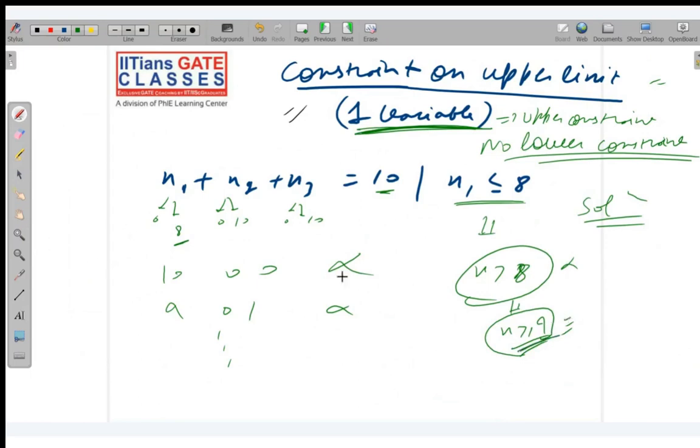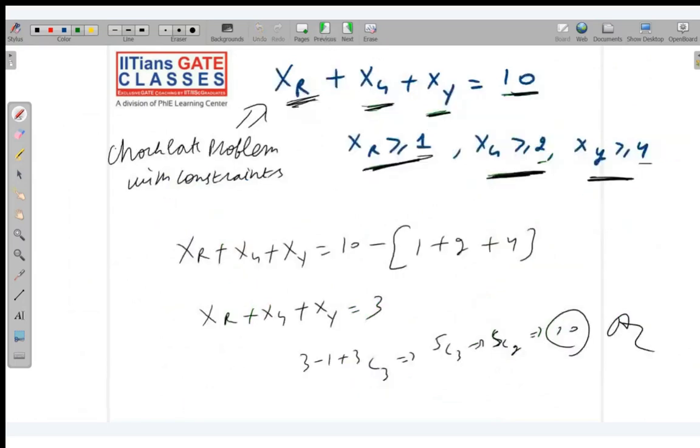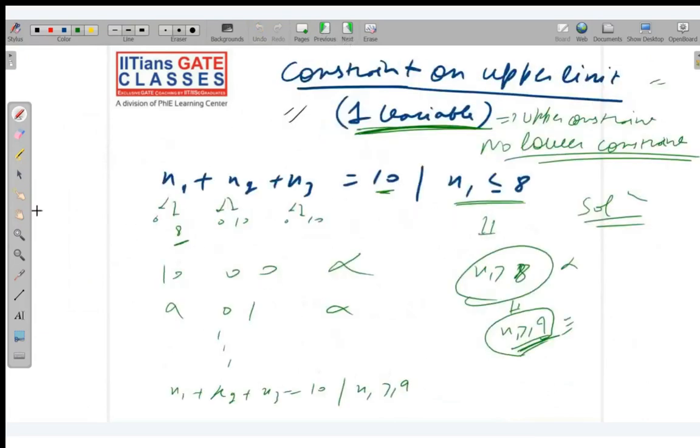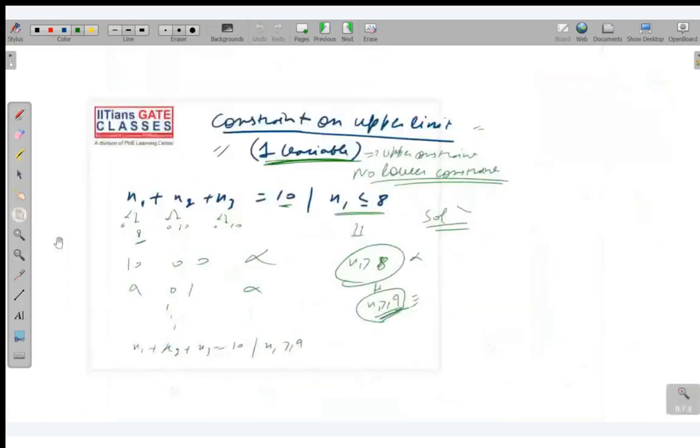So no problem. I will say x1 should be greater than equal to 9. So x1 plus x2, we can easily solve it, that is equal to 10 such that x1 is greater than equal to 9. I have told you x1 greater than equal to 1 we have done many times, greater than equal to 2, greater than equal to 4. I have done these types of questions many times, so I can solve it very, very easily. What a big deal here.